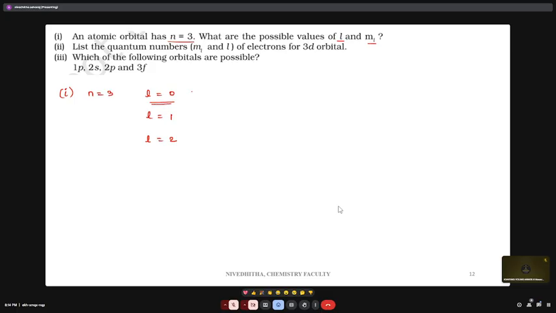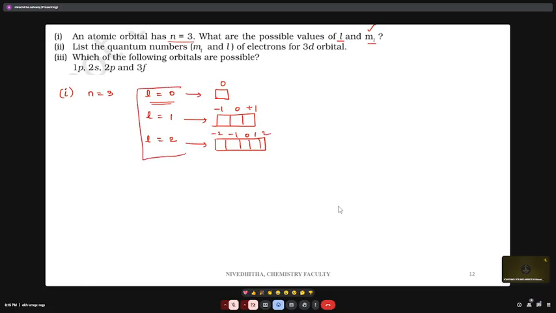In l is equal to 0 subshell, I can have only one orbital. So the possible value for magnetic quantum number is 0. In l is equal to 1, I have 3 orbitals and the possible magnetic quantum numbers are -1, 0, +1. And in l is equal to 2, I have 5 orbitals and values are -2, -1, 0, +1 and +2. So these are all the possible azimuthal quantum numbers and magnetic quantum numbers. Okay, fine.